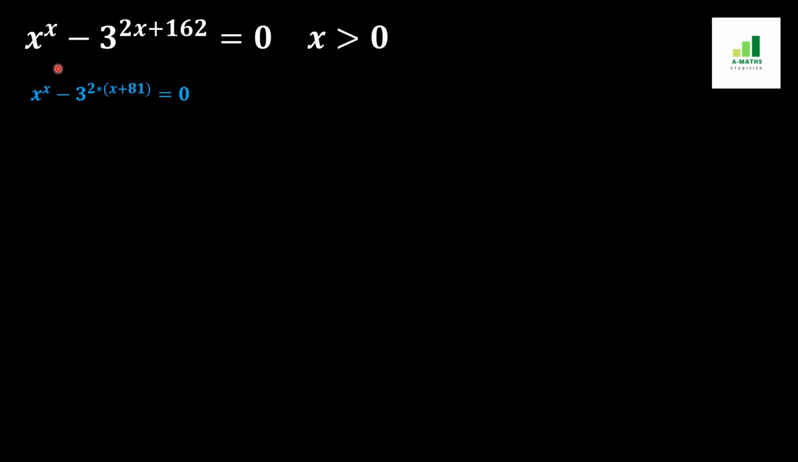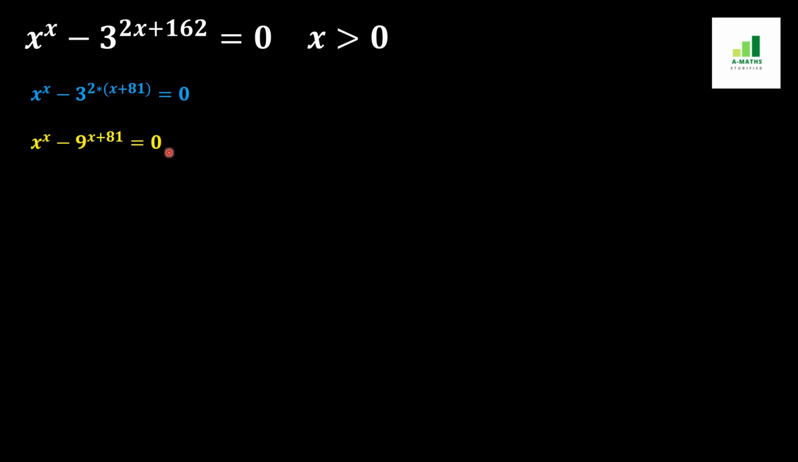Now in order to solve this question, first we should take common from this expression, and we will get 3 to the power 2 into x plus 81, and the other part of the equation will remain the same. In the next step, this 3 squared will convert into 9, which has the power x plus 81, and the other part of the equation will remain the same. So our new equation is x to the power x minus 9 to the power x plus 81 equal to 0.